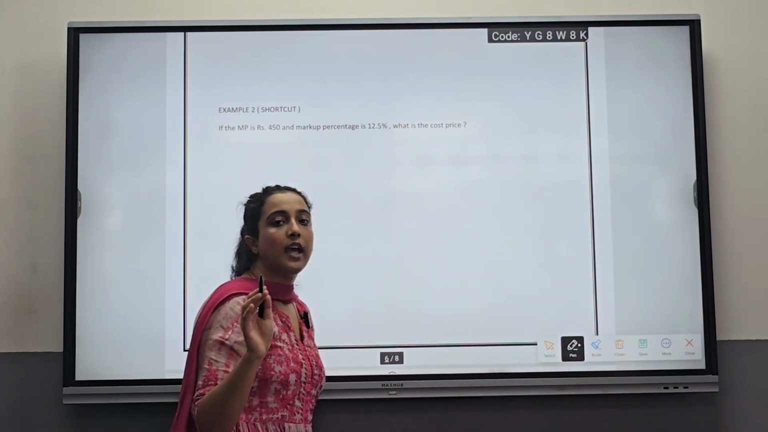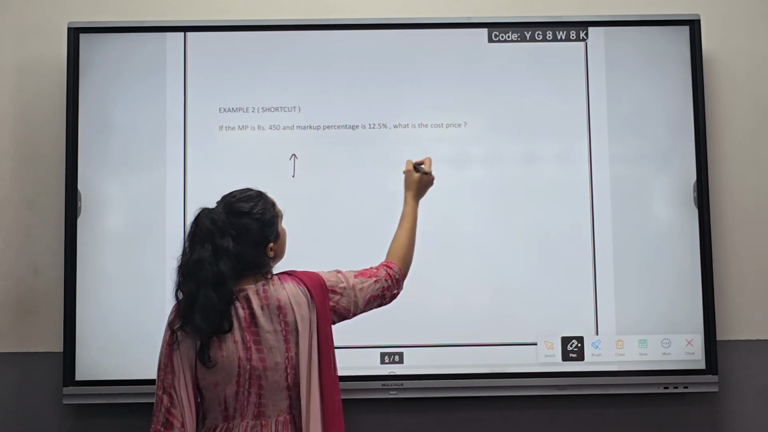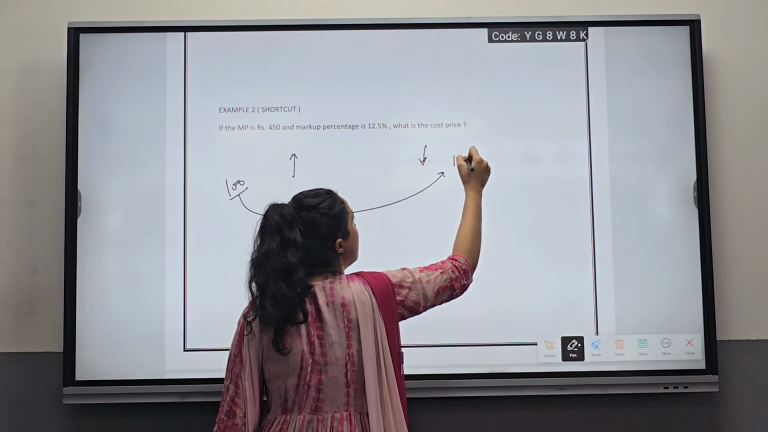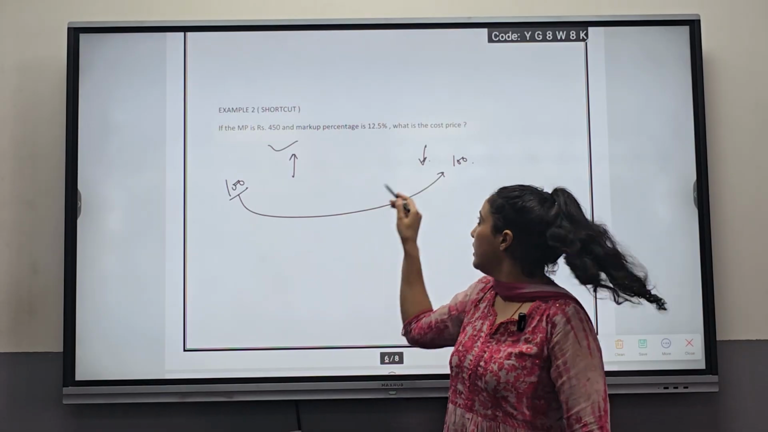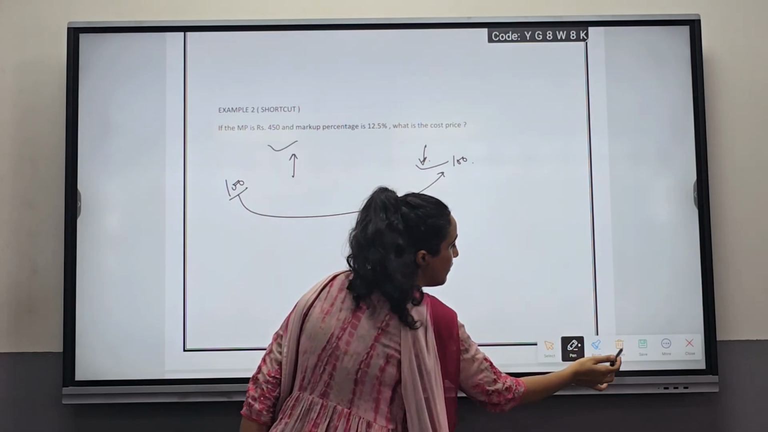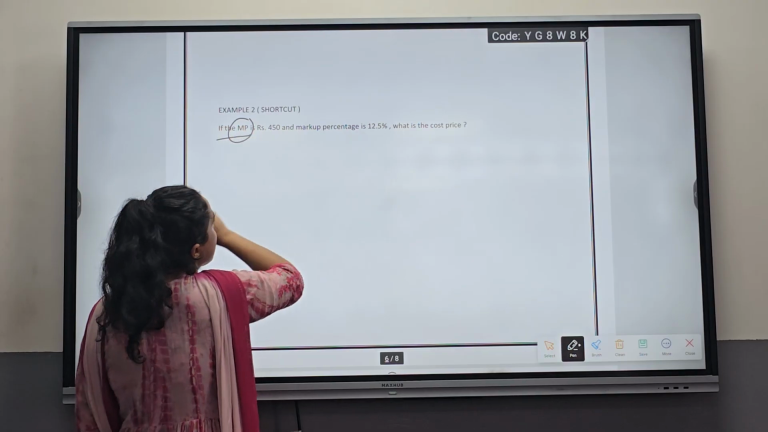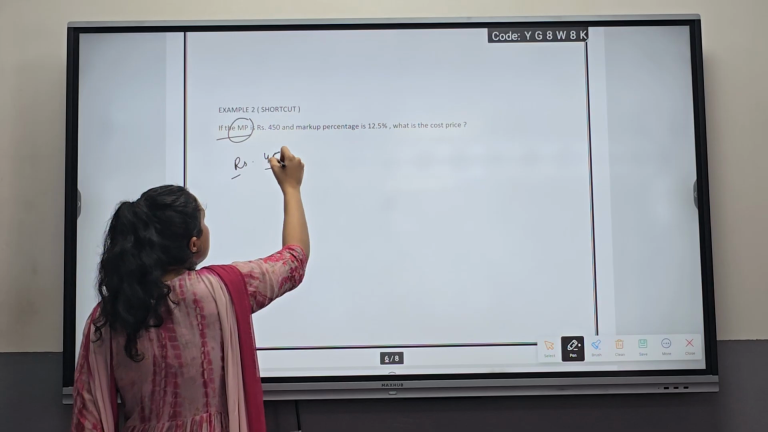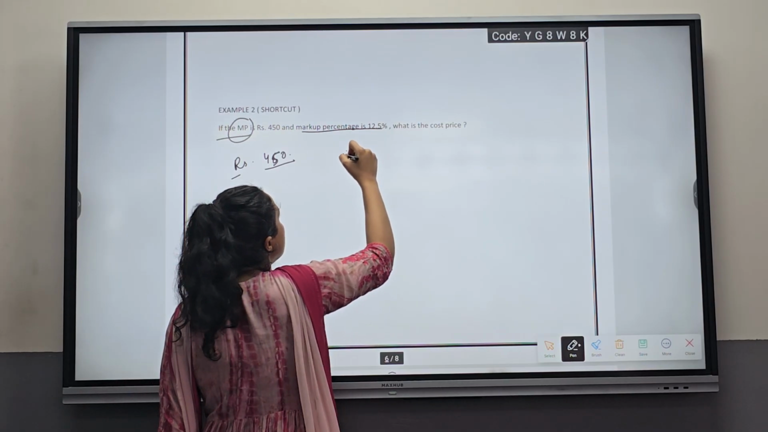Now the question arises: by how much percent should I decrease, if I am increasing, so that the amount remains the same? Okay, say the item is 100 rupees, increase it by some amount, then decrease it by some amount, and the value should remain the same. We'll do this with the help of an example. So here, if the marked price is 450 rupees, the markup percentage is 12.5. Increase is what?